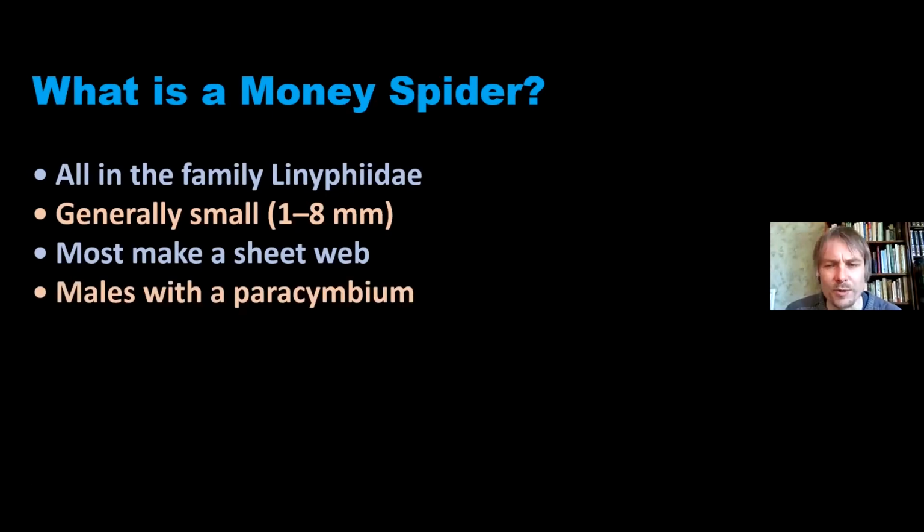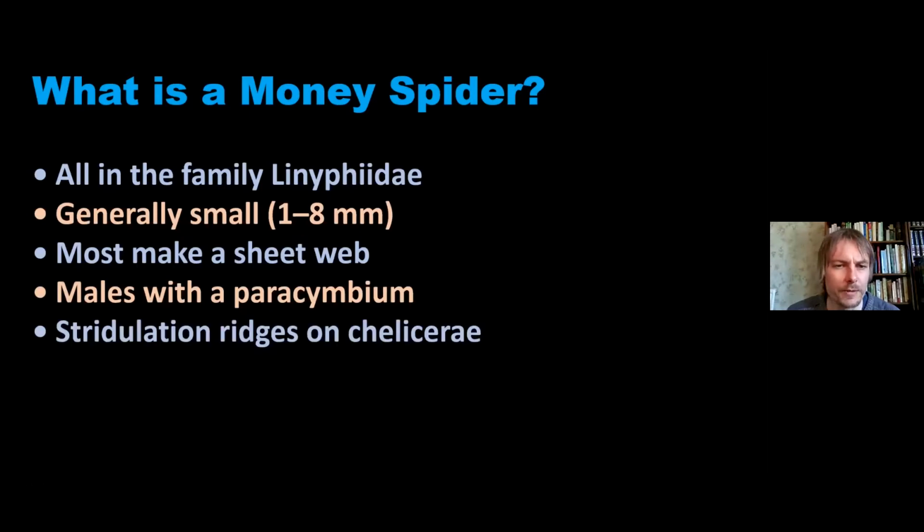This is probably a more useful taxonomic feature. The males have got this structure called a paracymbium. I'll show you that later. Some other families of spiders also have it, but it's quite a useful thing to knock out a few of the other families of spiders, so do bear that one in mind. They also have these stridulation ridges on the outside of the mouth parts. So stridulation, they can rub against the different structures to make little noises and what have you. And they'll do that during courtship.